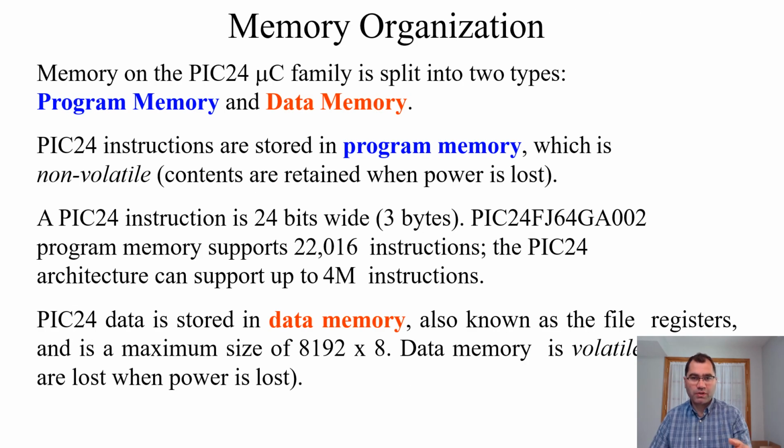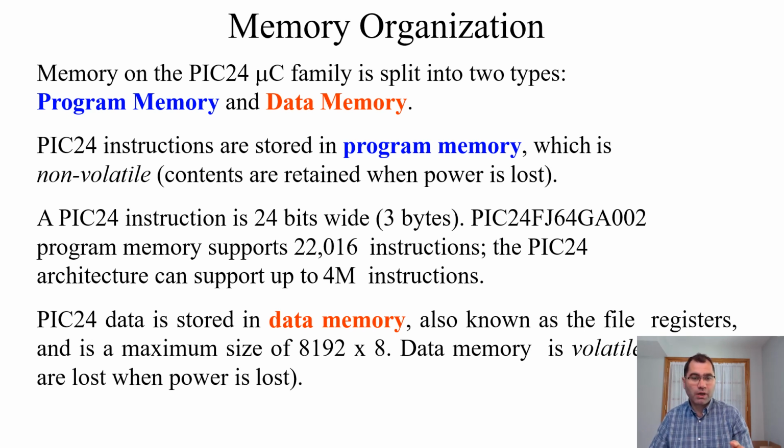As we mentioned in the previous slide, just to review again: memory on the PIC24 microcontroller family splits into two types. One is program memory and the other is data memory. PIC24 instructions are stored in the program memory, which is non-volatile. Again, what that means is contents are retained when power is lost. And a PIC24 instruction is 24 bits wide. In other words, it's 3 bytes, right? Each byte is 8 bits, so 3 times 8, 24 bits wide.